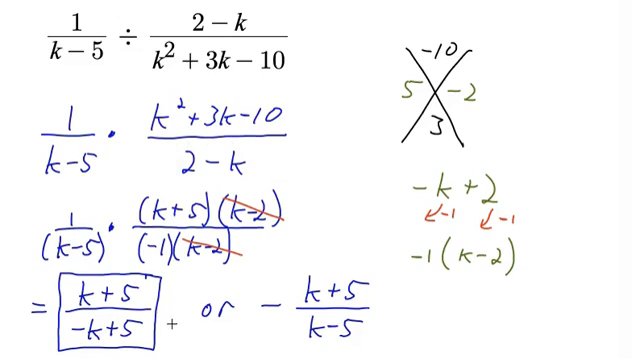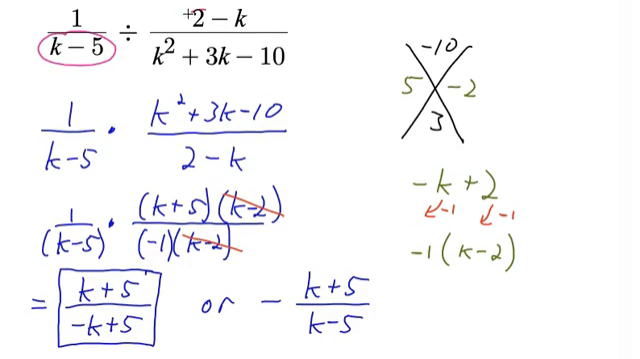A technical note: we should make a note of any excluded values from the original problem that are not apparent in our answer. Now, we're not concerned about k equals 5, an excluded value from this denominator that makes this denominator 0, because that appears in our answers here. In division problems, we need to look for excluded values in both the numerator and the denominator. Let's make a note of those and see if we've canceled any of them out.